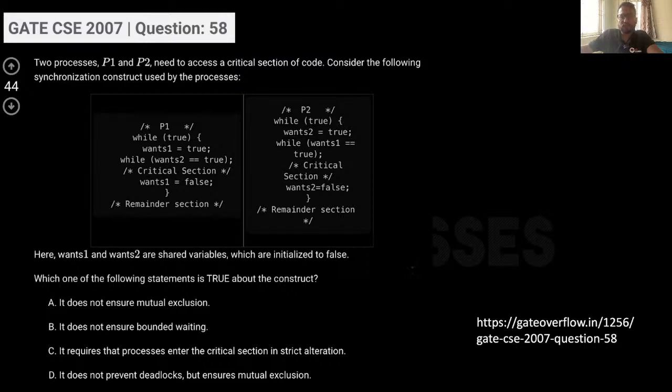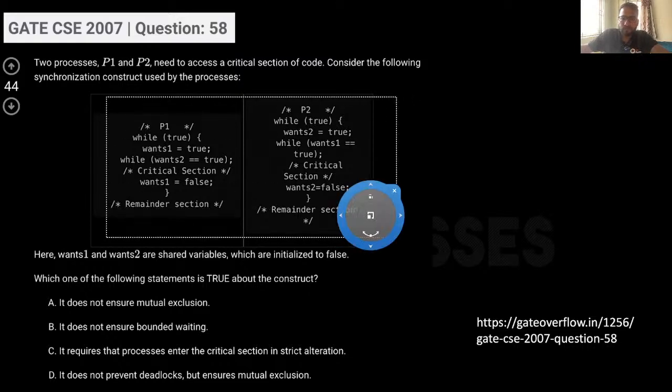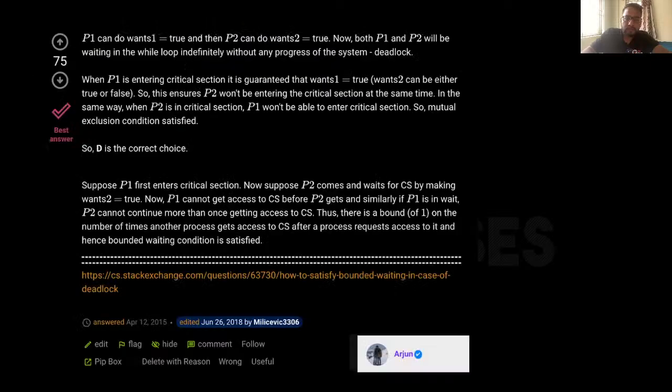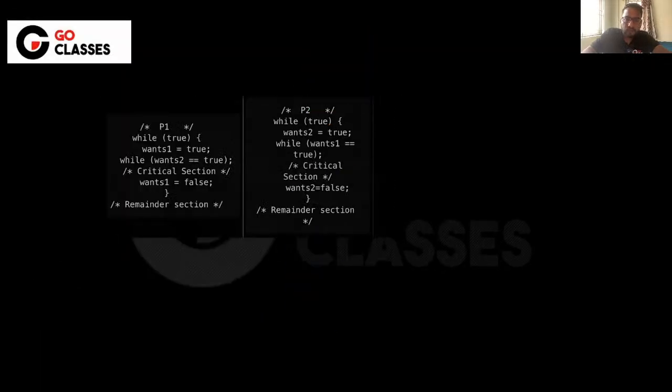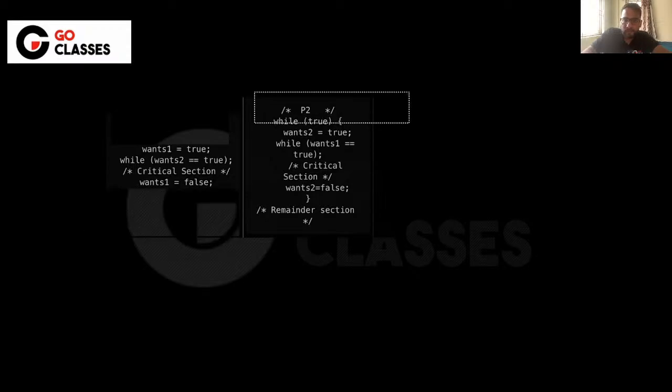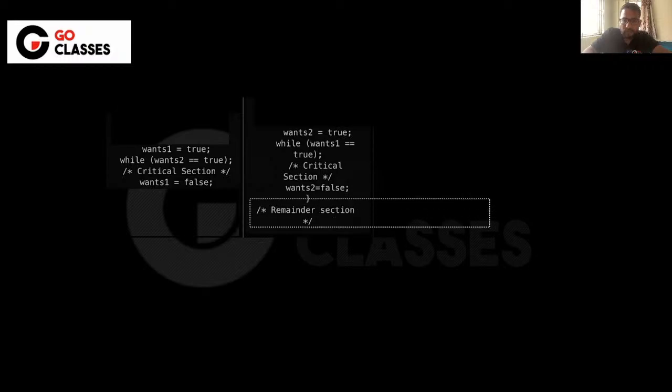Let's solve this question, which was asked in GATE 2007. Let me copy this question onto the next slide. Just to avoid confusion, I'm removing this while true, because it just says that it will keep on happening again and again. It is not helping us, so I'm removing it.